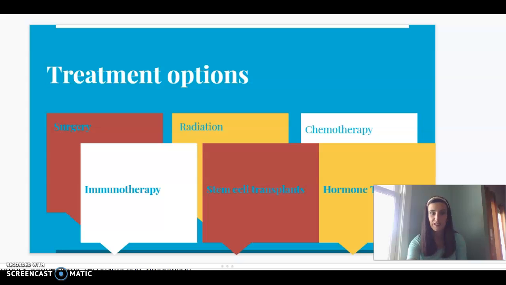Immunotherapy is where they're trying to strengthen the immune system to fight the cancer. And then the stem cell transplants is trying to restore what is killed by the chemo or radiation. And then your hormone therapy, we're going to talk about that a little bit later, but also trying to use your body's own hormones to try to affect that cancer. Okay.